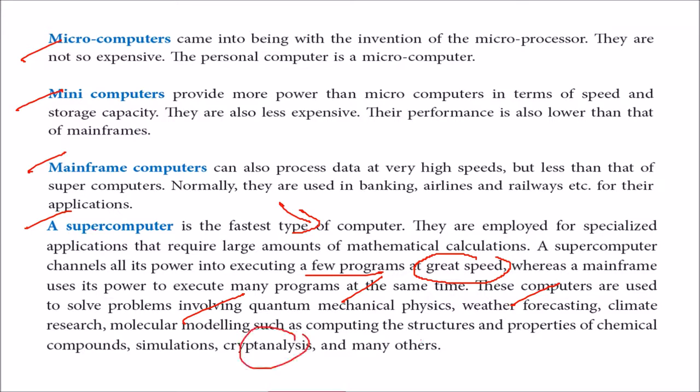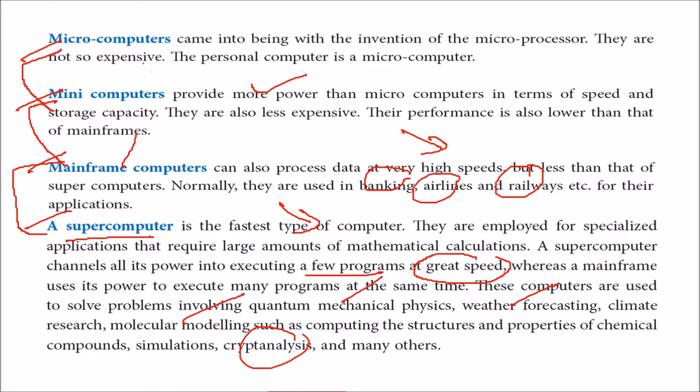Then the next one, lower than this highest one, is the mainframe. They also have high speeds but less than supercomputers. They are used in banking, airlines and railways. Then we have minicomputers. They have more power than the microcomputer, but less than the mainframe. They are somewhat less expensive, and performance is lower than the mainframe.